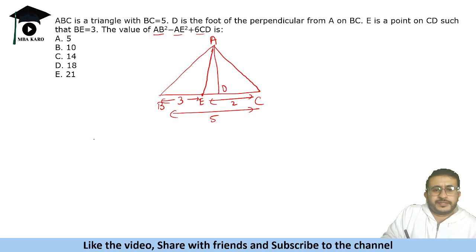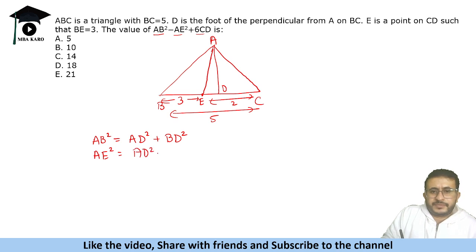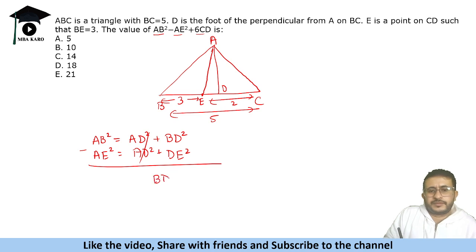So AB square is AD square plus DB square or BD square. AE square is given by AD square plus DE square. So when we subtract them, we get BD square or DB square minus DE square. So this is the expression for this term. So we need to essentially find plus 6CD.